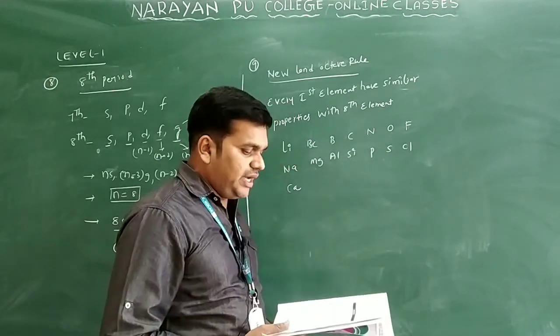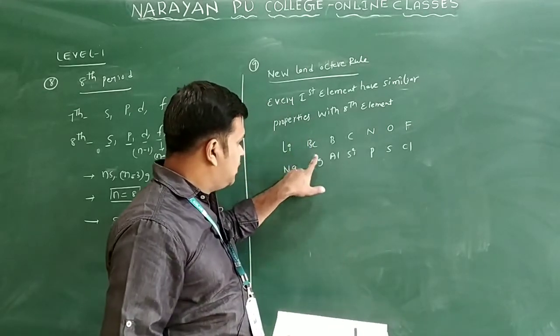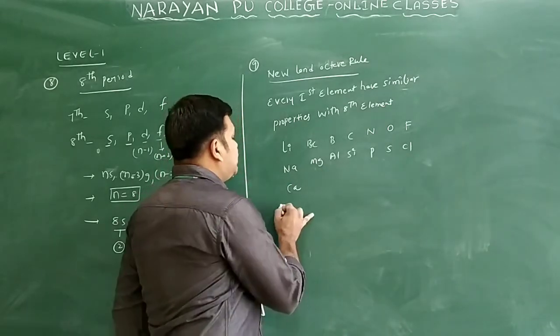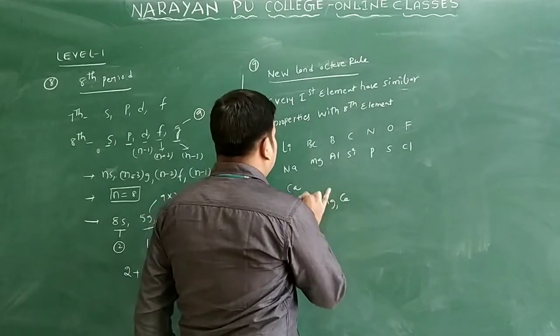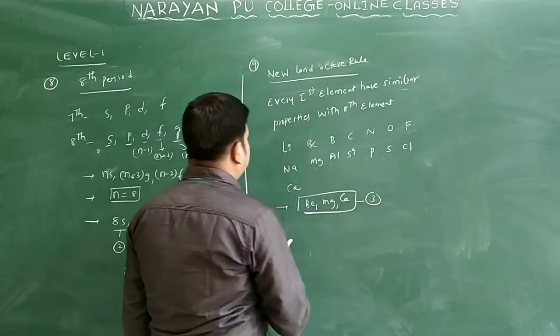Come to the third option. What is the third option? Beryllium, magnesium, calcium. Beryllium is there, yes. Magnesium is there, yes. Calcium is there or not? Yes. So what is the answer? Your answer is beryllium, magnesium, and calcium only. What is the option you will take? You will take the third option only.